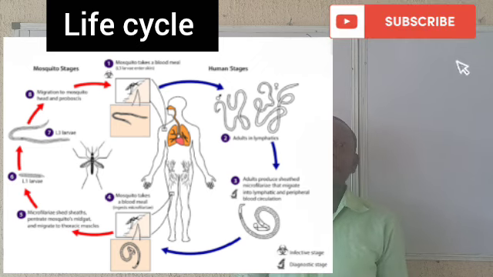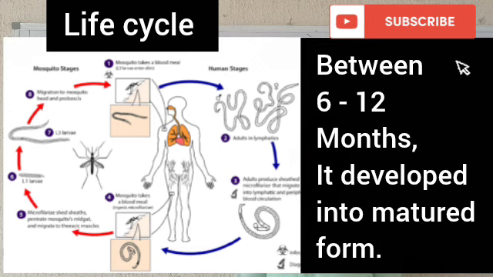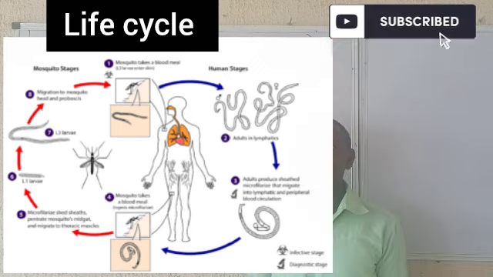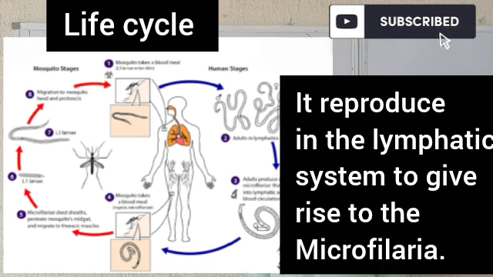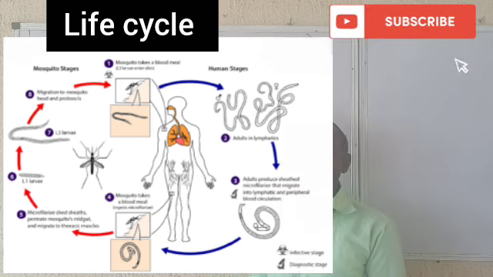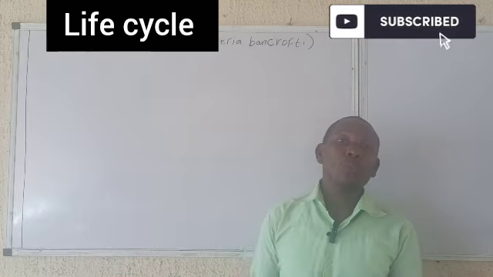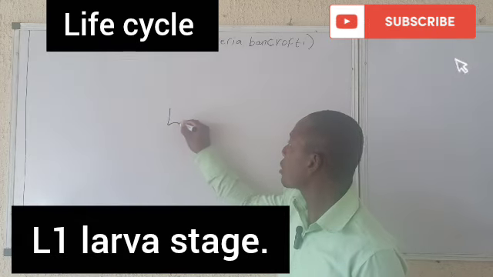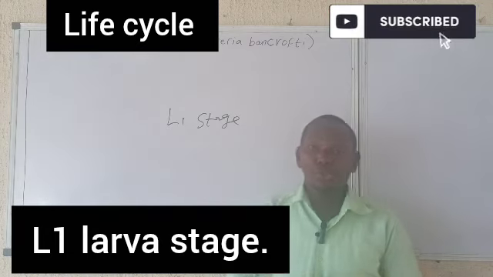Now, this passes through the lymphatic vessels and tissues and migrates to the lymphatic system. Between 6 to 12 months, it develops into the adult form. Now, note that in the lymphatic system, where it develops into the adult form, it undergoes reproduction, mates, and produces microfilaria. Now, note that the microfilaria that is produced in this place is actually the L1 stage. The L1 stage of microfilaria is actually produced.